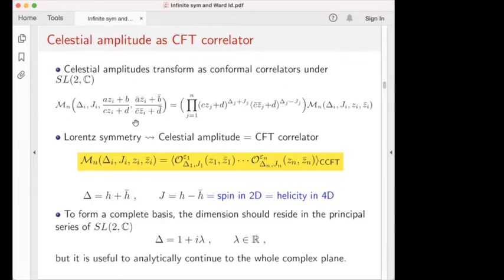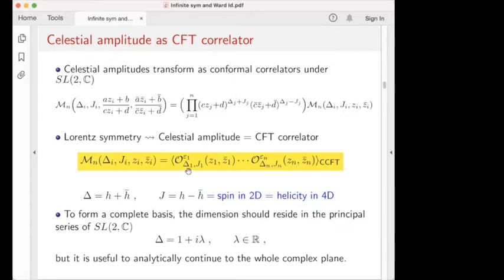So we perform an SL(2,C) transformation on these z coordinates. Then this is related to the celestial amplitude without transformation, but multiplied with this factor. If you are familiar with 2D CFTs, then you know that this is just the transformation behavior of correlators in 2D CFT. This means that because of Lorentz symmetry, this celestial amplitude can be regarded as a CFT correlator. So we have this formula I showed you before. This celestial amplitude can be regarded as a correlation function of these O_{Δ,J}'s in the so-called celestial conformal field theory.